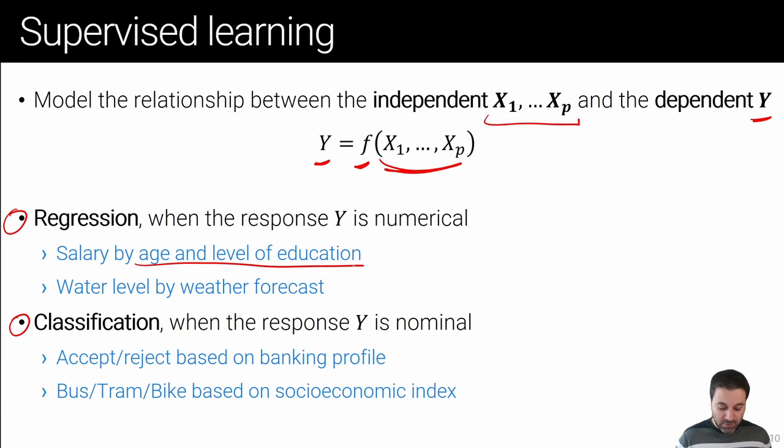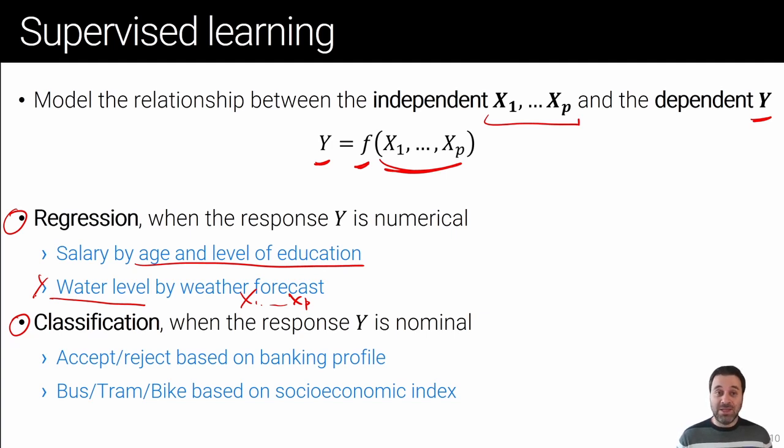Let's say we want to model the water level based on the weather forecast. So the weather forecast would be the x's, x1 to xp, and we're trying to model the water level, which is the y. Let's say it's numerical, and therefore this is a regression problem.